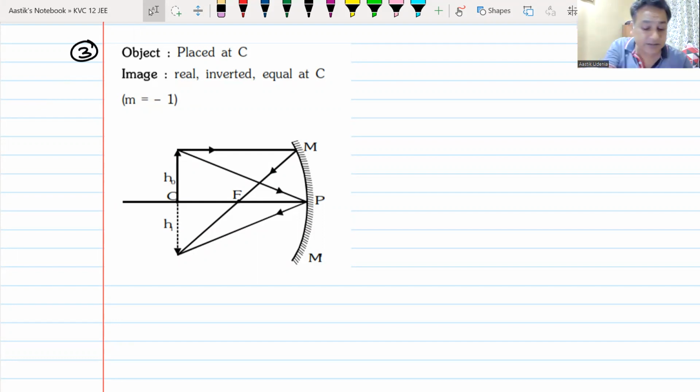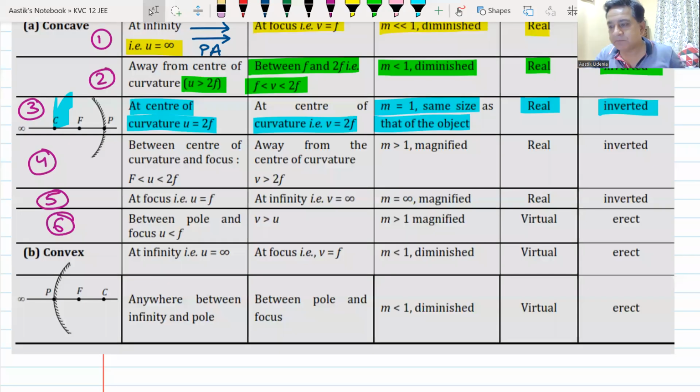You must have played this game in your lower class, catching the pattern, seeing the pattern and telling what is going to come next. This is the same game. What will happen when the object is between center of curvature and focus? What will happen to the magnification of the image? As you can see, it will become more than one. Object is getting closer, image getting bigger.